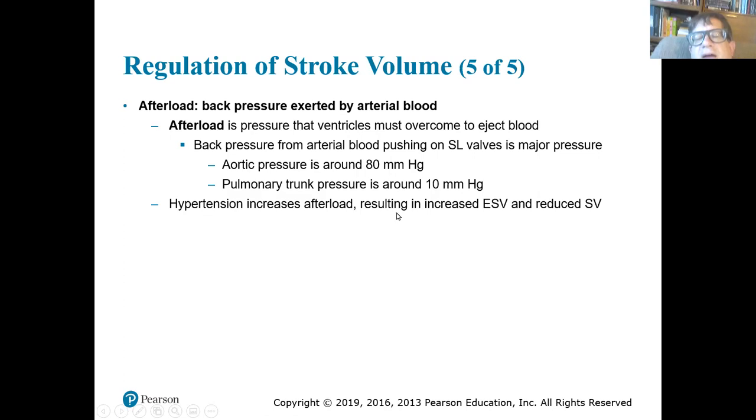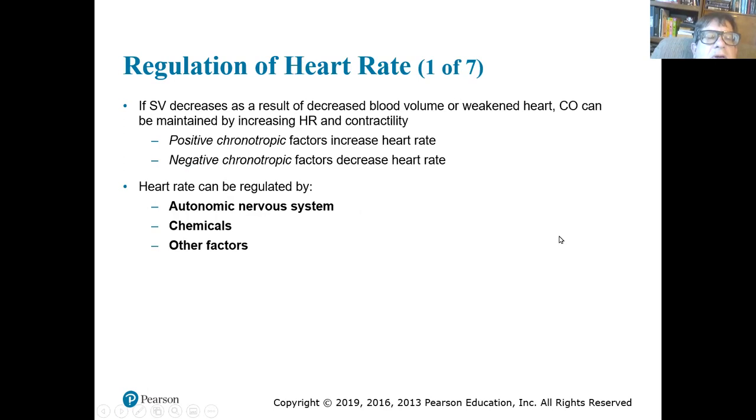If you have trouble doing that, you're going to have more blood left in the heart, the end systolic volume. You're going to have a reduced stroke volume. You'll be pushing less blood out. Stroke volume decreases as a result of decreased blood volume or a weakened heart. Cardiac output could be maintained by increasing the heart rate or how contractile it is.